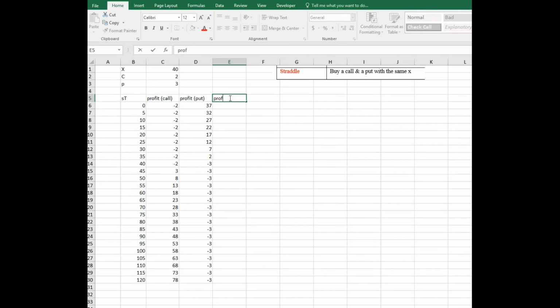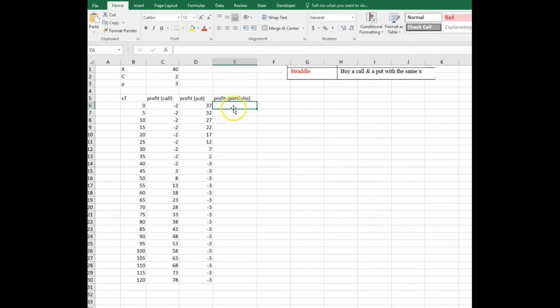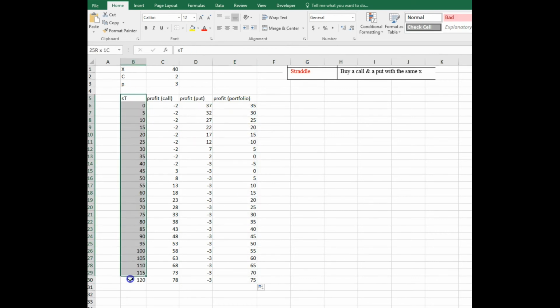So this is profit loss portfolio. Our portfolio is we long a call and long a put. Then it's simply the summation. So this is the profit loss from call. This is the profit loss from put. So this is our final profit loss payoff, profit loss function. Okay, so let's draw a graph.